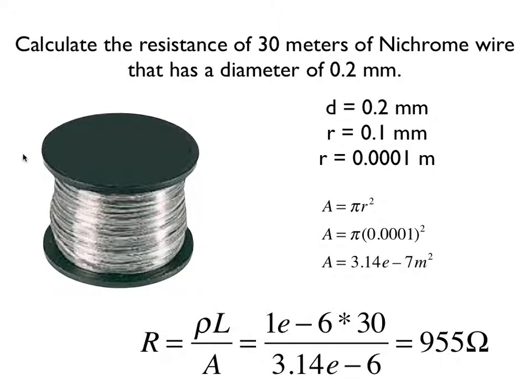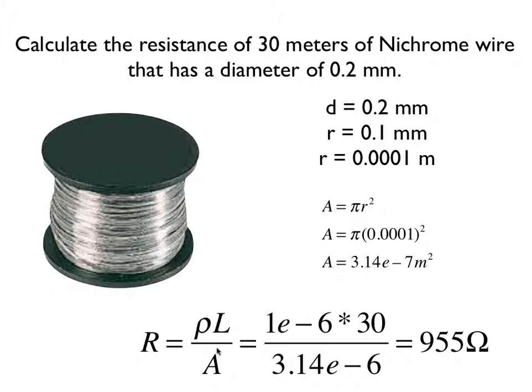As an example, see if you can calculate the resistance of 30 meters of nichrome wire that has a diameter of 0.2 millimeters. Your process here is to take the diameter of the wire and cut it in half to get the radius. Take it from millimeters and turn it into meters. Once you have a radius in meters, you then use the formula for area. You then use that formula and get the area of the wire. That is the area of the wire's cross-section.